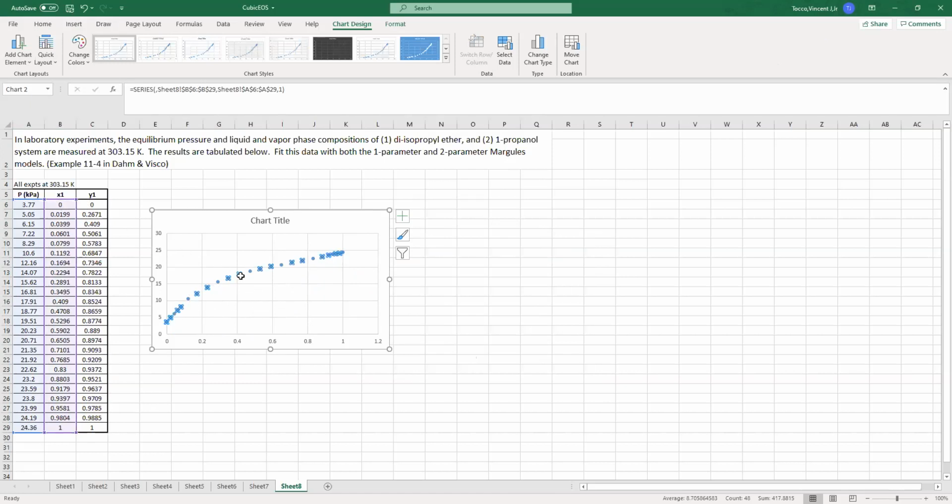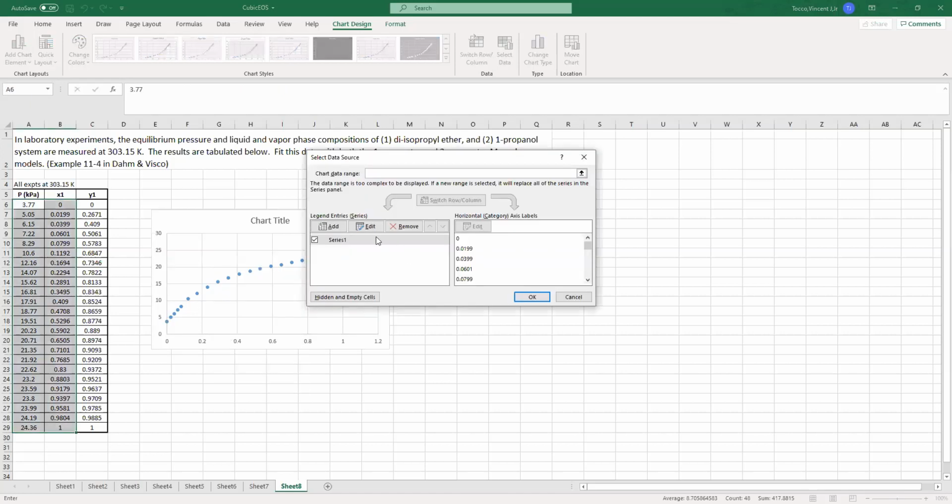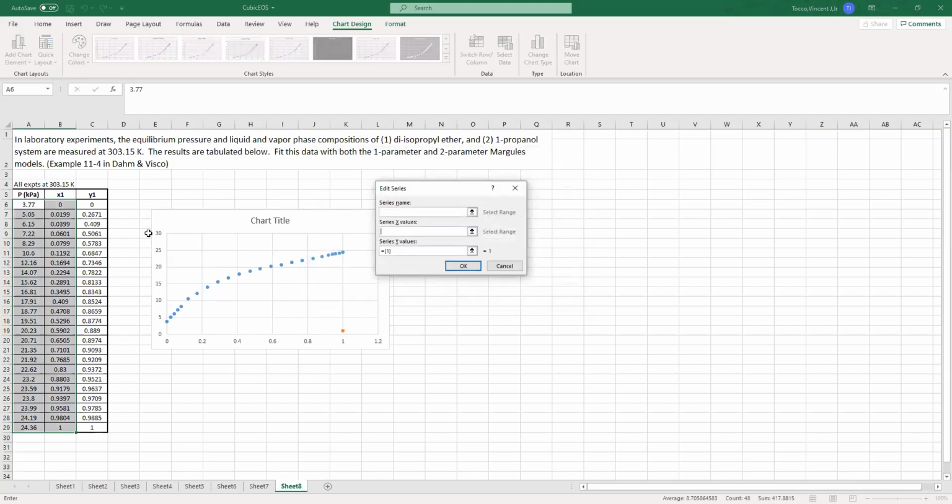All right, so that looks like a pretty good dew point curve. Bubble point curve. Dew point curve. It is dew point curve. One of the two. All right, and I want to select data to get the other curve in. So I want to add and select x values. I want to plot y on the x-axis, and I want to plot P on the y-axis.